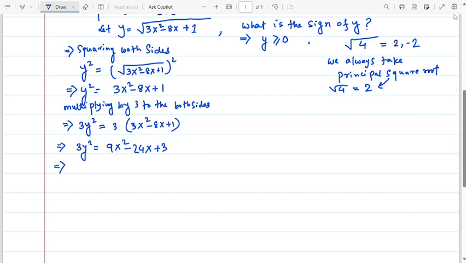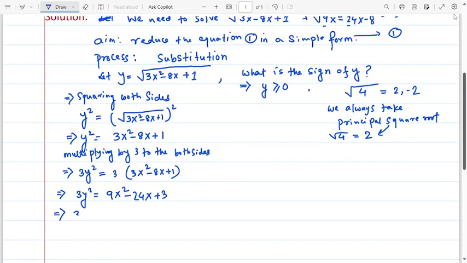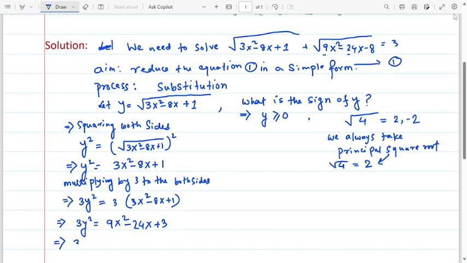That means 3y square equal to this one. Now I have already told you we need to reduce this equation in a simple form. So that's why we are taking the substitution y equal to this one.